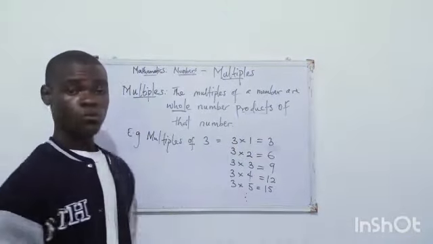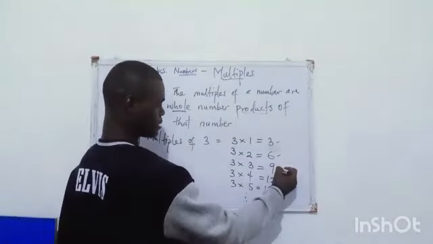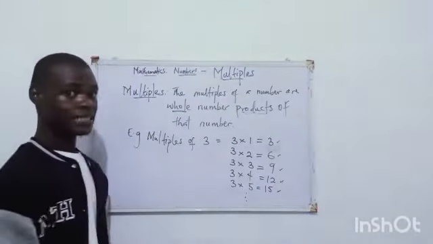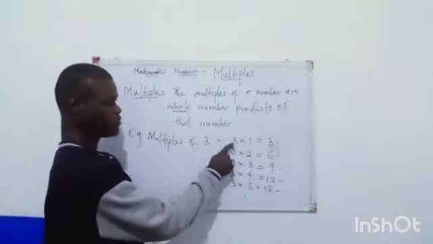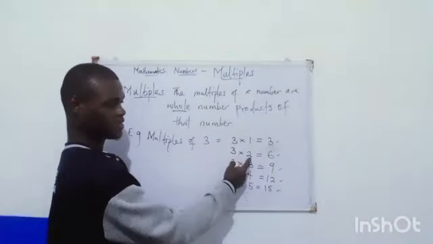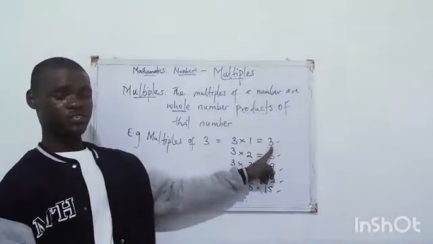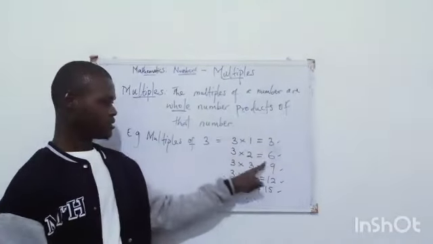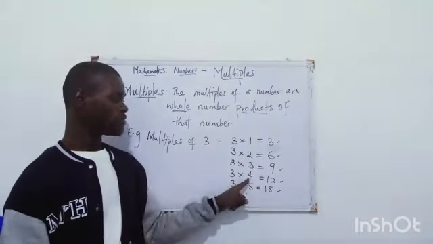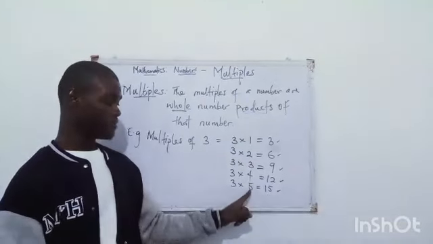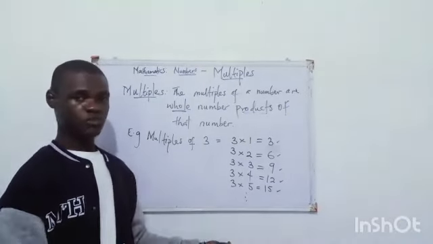Right? Now, one important thing you should know is this. The multiples of 3 here are 3, 6, 9, 12, and 15. These are the multiples of 3. That is numbers that are products of 3. So if you use 3 to multiply 1, you get 3. If you use 3 to multiply 2, you get 6, right? Now, the English that you use to pronounce this: 3 is called the first multiple of 3. 6 is called the second multiple of 3. 9 is called the third multiple of 3. 12 is called the fourth multiple of 3. 15 is called the fifth multiple of 3. 3 times 6 is 18. 18 is called the sixth multiple of 3, and so on.